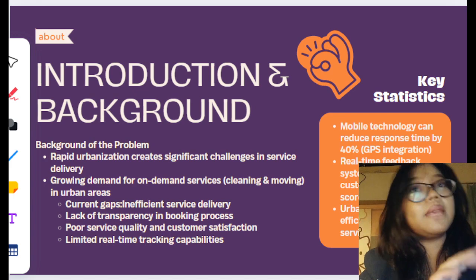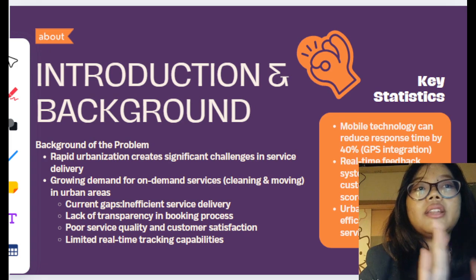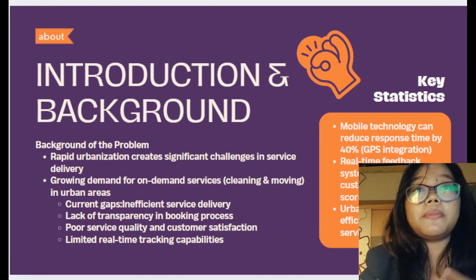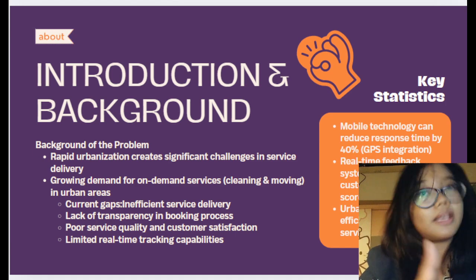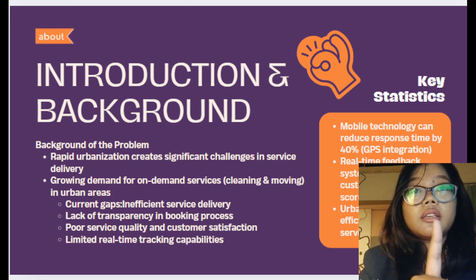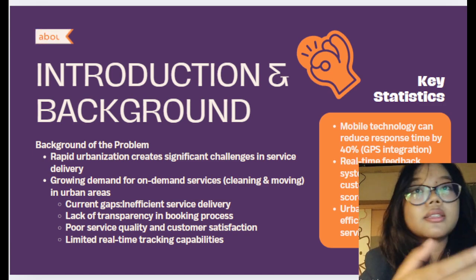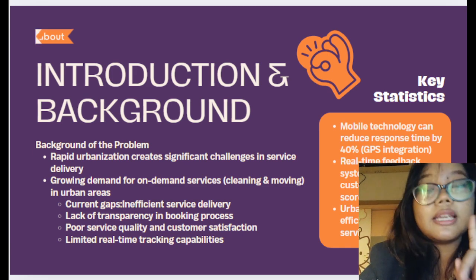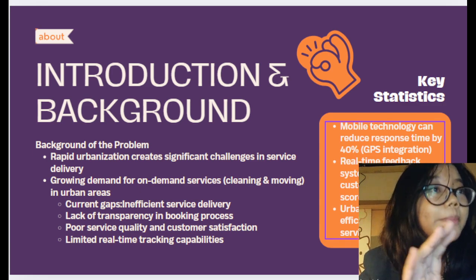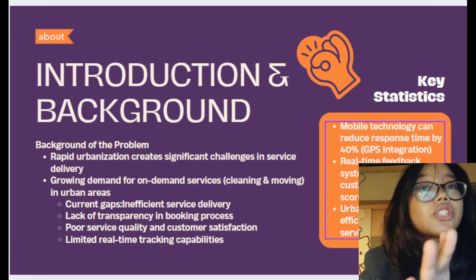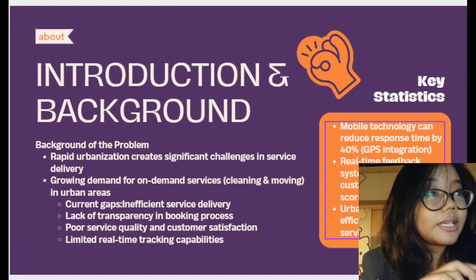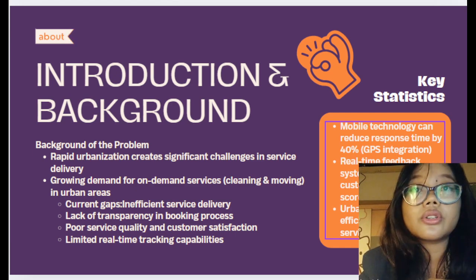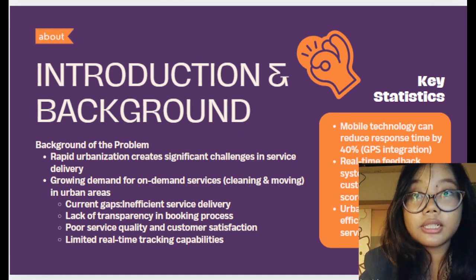Okay, we have the introduction and the background. So what is the issue in this research? Well, with rapid urbanization, people are getting busy, and that has led to growing demand for fast and flexible services. But current apps still have a lot of gaps, like slow response, poor service quality, and very little transparency. An interesting fact is that mobile tags with GPS can actually cut response time by 40%. And real-time feedback boosts customer satisfaction scores. So there's a clear need for better digital solutions.